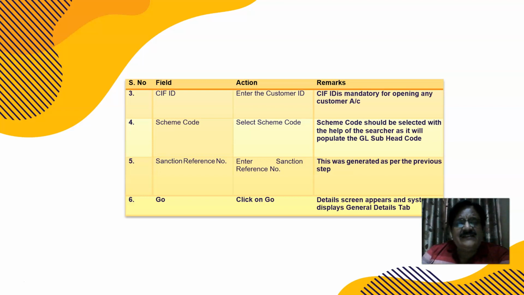Then scheme code, under which scheme we want to open this cash credit account, which again populates the subsidiary general ledger head. Sanction reference number: who sanctioned it, who recommended it, the sanction letter date and number, you can write here. It will be permanent in the system, so that even if the records are destroyed, misplaced or lost, we can find out who had given this sanction, and that can be verified.